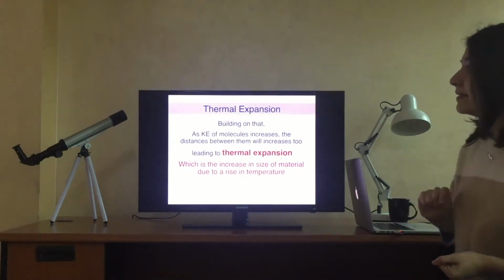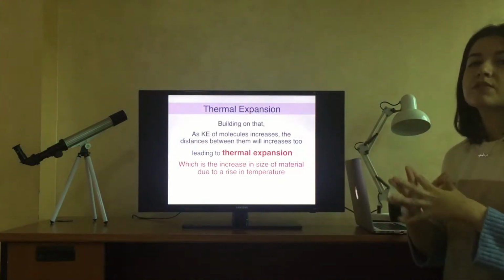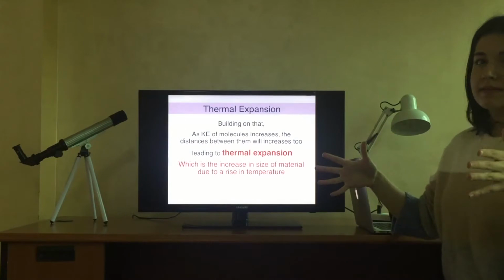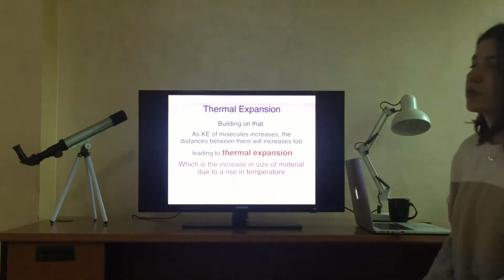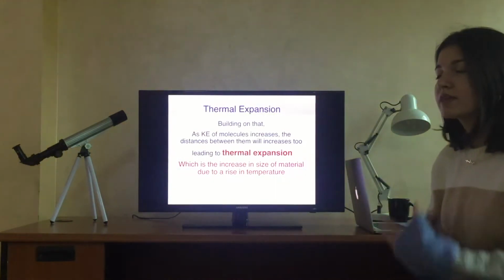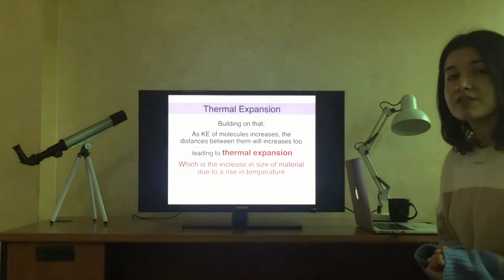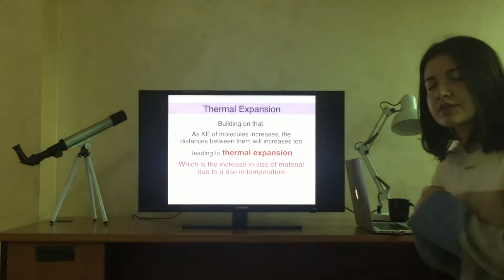So now building on that, as they start to move faster, the distance between them will start to increase. They will start to move a bit faster, and so they will start to expand. That's something that you should know, it's called thermal expansion. Because of the heat, the shape and size of whatever material we're dealing with, whatever state of matter it's in, they will all expand when you add heat to them. Stop. No, you can never add temperature, you only add heat.